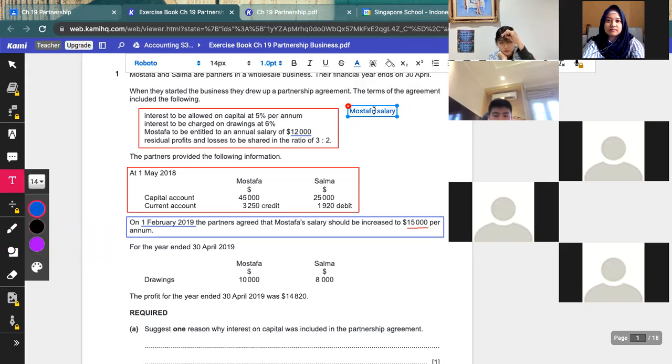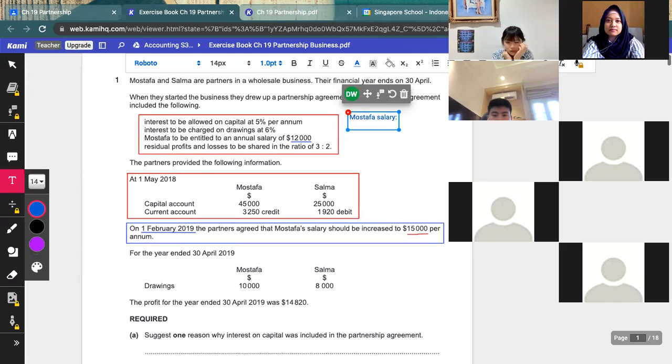Pay attention, yeah. In partnership, there will be one tricky question like that. So you have to be careful. Either it is in the salary or it is in the capital. Yeah, it has always been between those two.